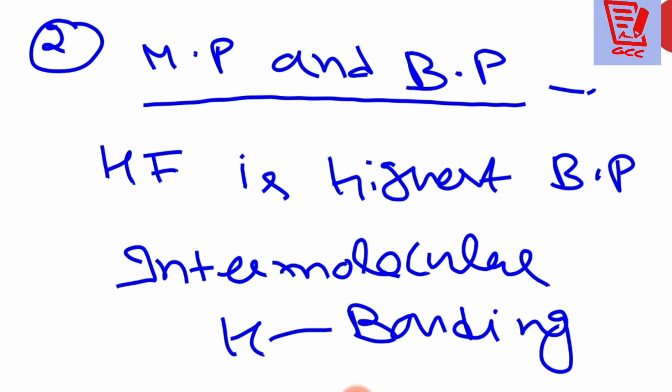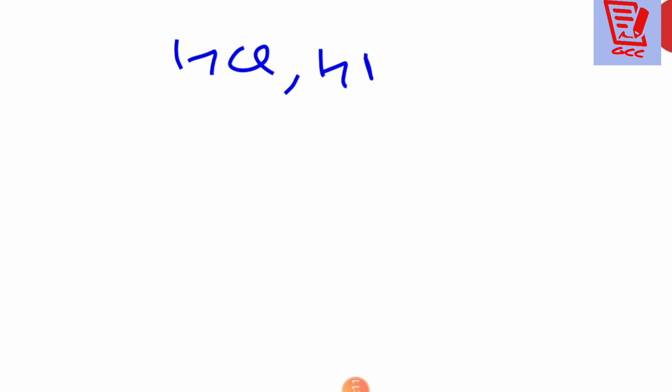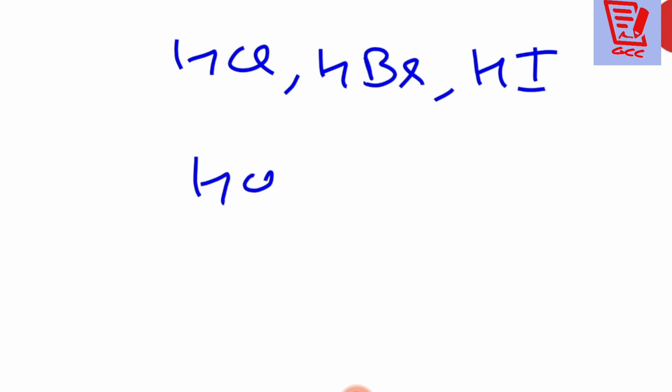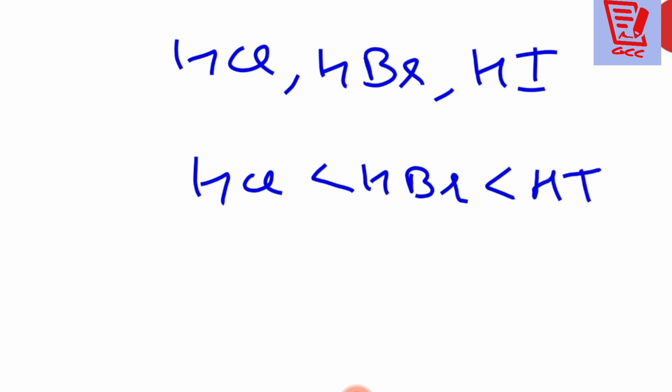Therefore, the boiling point of HCl, HBr and HI is much lower than that of the HF. Clear? So usually what we are saying, the boiling point of HCl, HBr and HI is much lower than that of the HF. So as we move from HCl to HI, usually this boiling point increases. What is the reason behind it? Why does it increase?